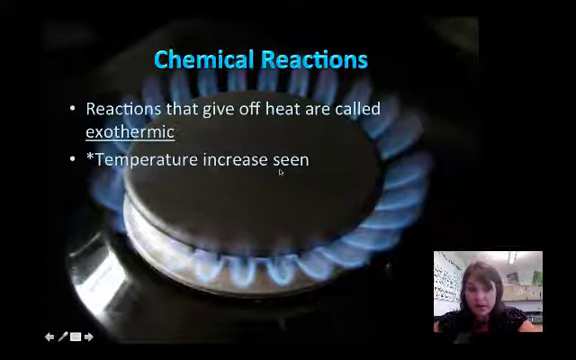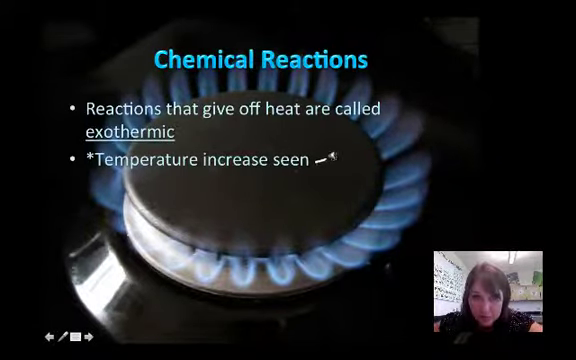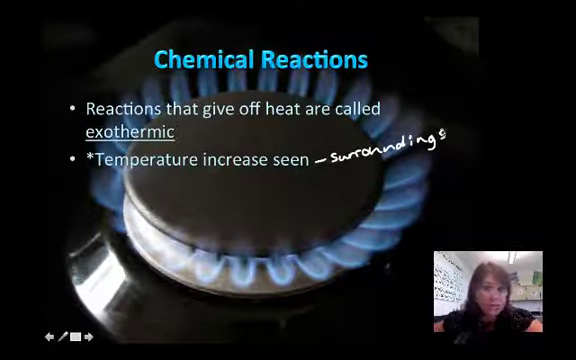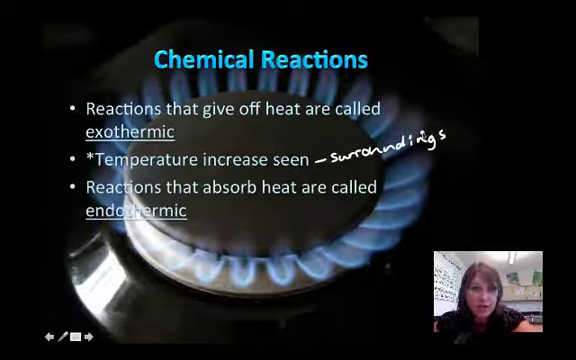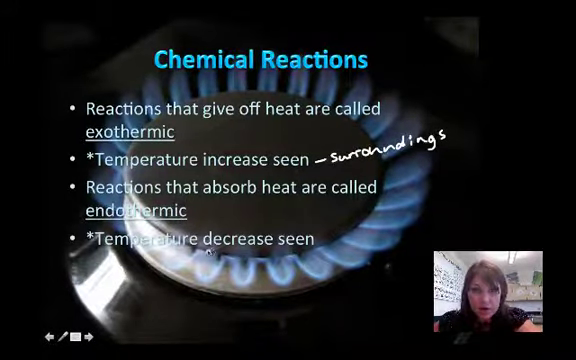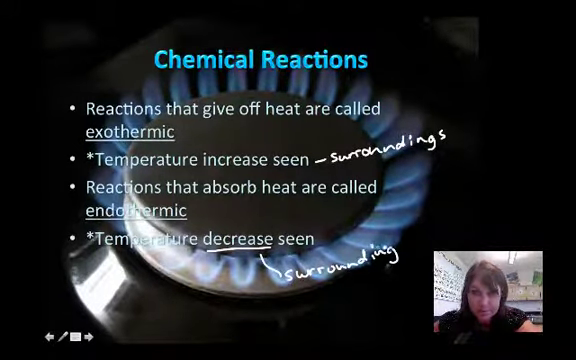What we'll see in the surroundings is that the temperature increases in the surroundings. That's the part that's easiest to measure, right? You can measure what's going on in the water of your beaker a lot easier than in the atoms themselves. And so reactions that absorb heat are called endothermic reactions. And if it's taking energy from the surroundings, then the temperature of the surroundings is going to decrease. So for the surroundings, the temperature decrease is going to be measured.